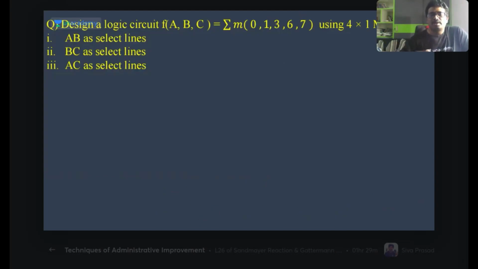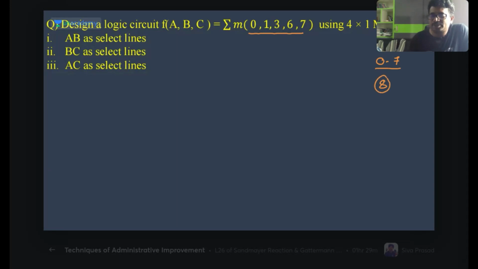Next one. And see this problem. Design a logic circuit f of A, B, C equal to the min terms given like this, using 4 by 1 mux, selecting AB as select lines, BC as select lines, and AC as select lines. Different cases they have given. First we will see the first one. Now you tell me, how many terms are there? That is 0 to 7. That means 8 min terms, so 8 inputs are there.